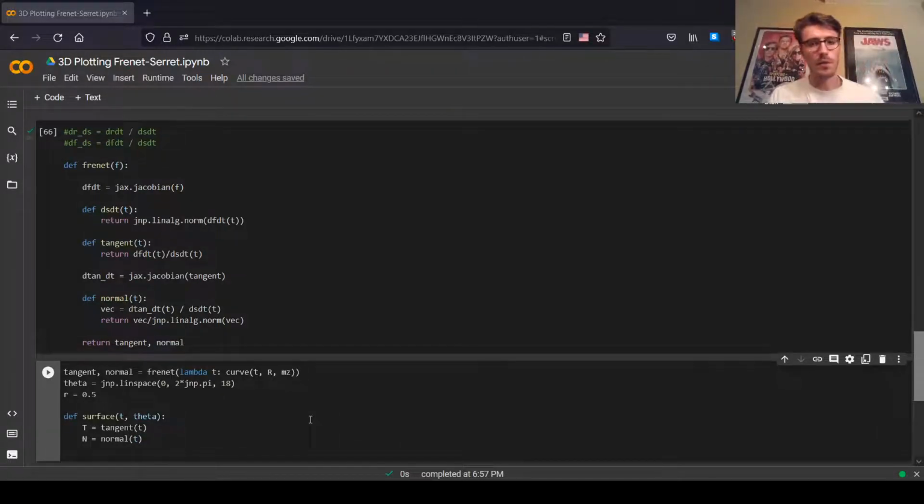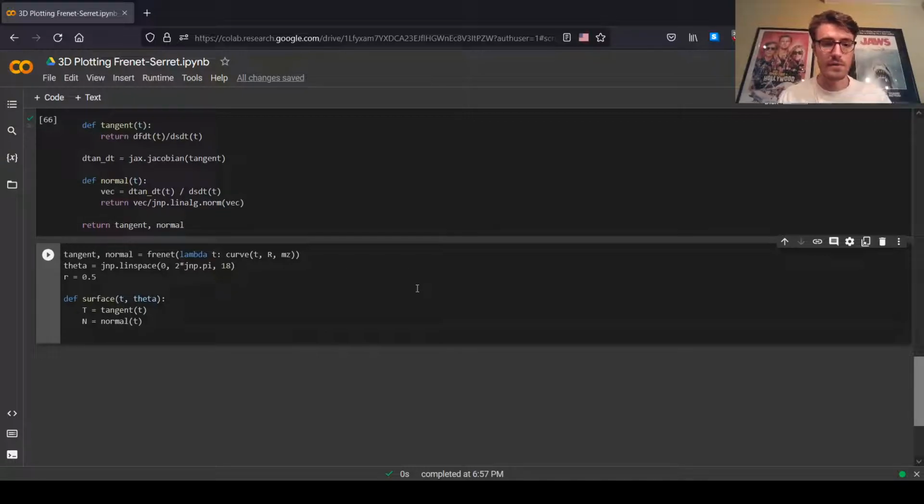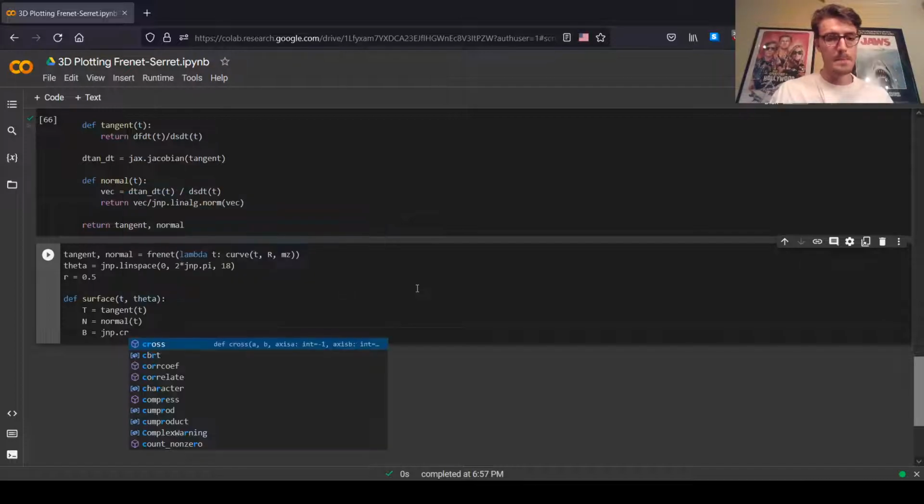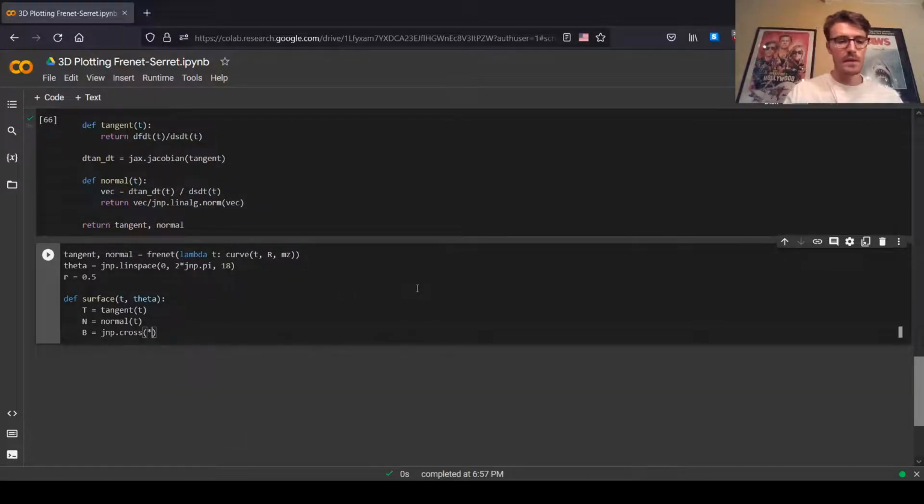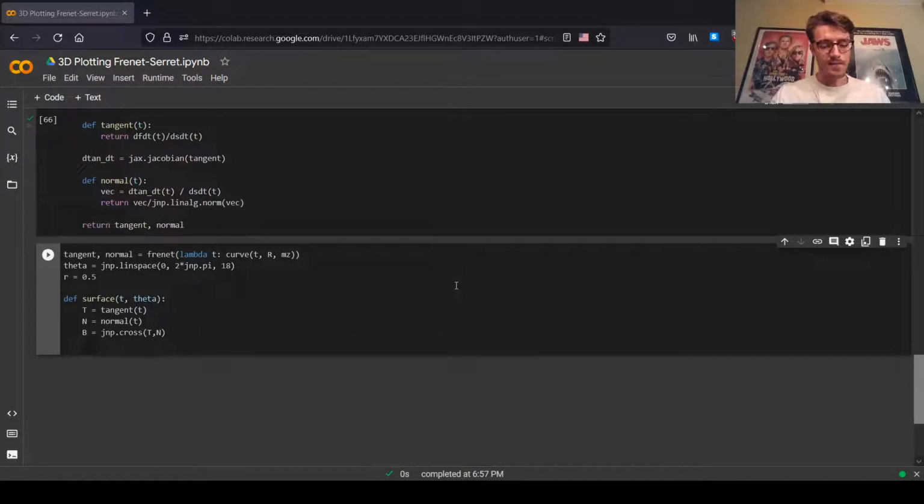Then another thing we're going to want to do is get a vector that is perpendicular to both the tangent and the normal unit vectors. Something we can do to get that is a cross product, or the binormal vector. So we can call it B. That should be, I think it's just np.cross. And then how does it want that? Just like that. Okay, so we have that now.